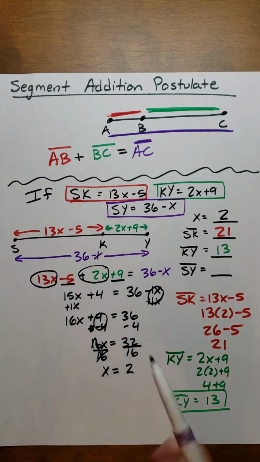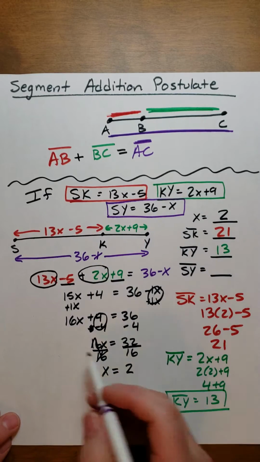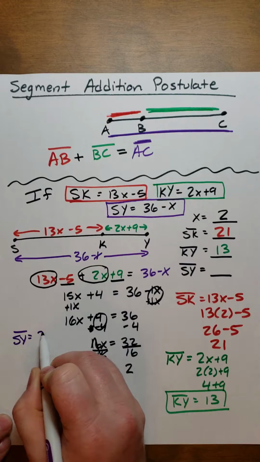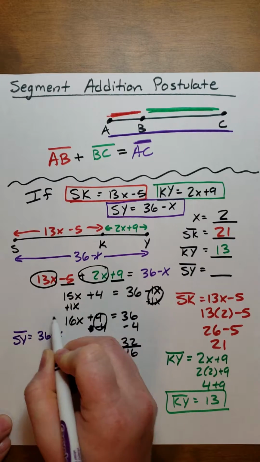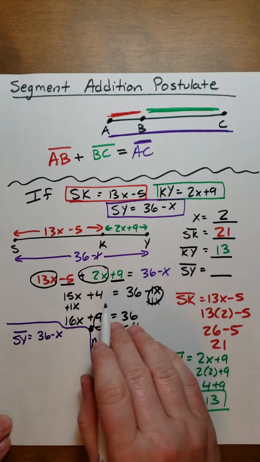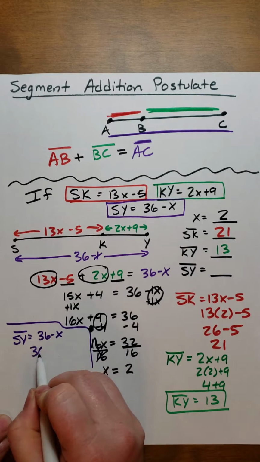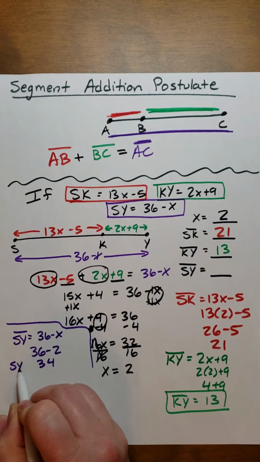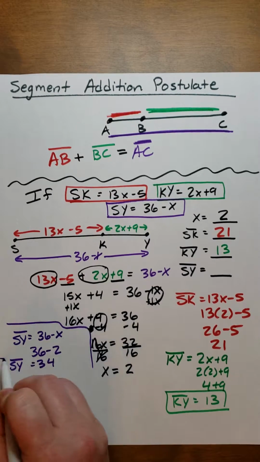And last but not least, we have to find the distance of SY. So I'm going to put that over here. SY equals 36 minus x. X is truly 2, so that's 36 minus 2, which is 34. So the distance of SY is 34.